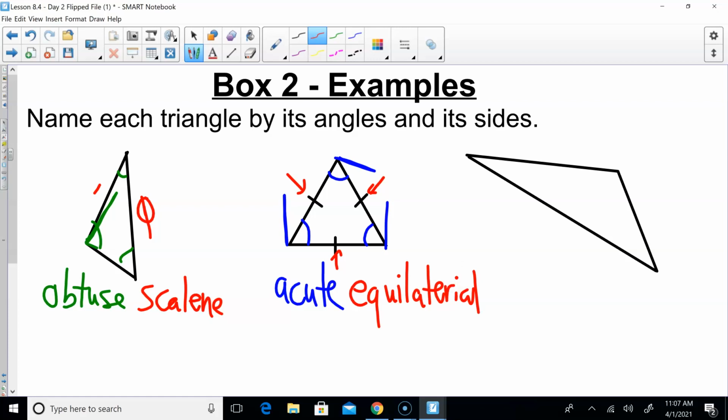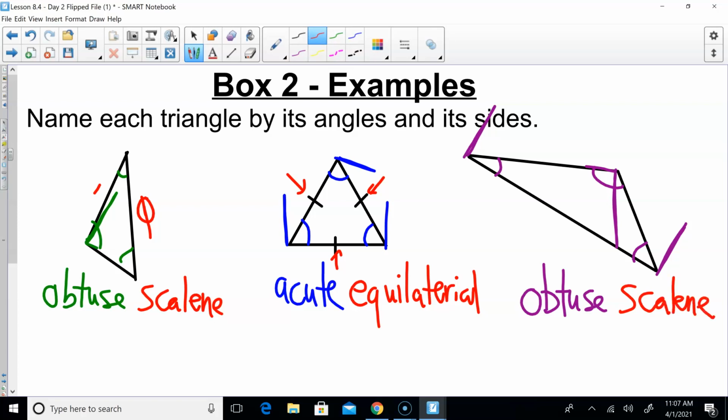And last but not least, we'll take a look at this one. This one looks acute if I think about my 90 degrees. This one looks acute with my 90 degrees. But this one, if I draw my line right here, looks more than 90, so this would be an obtuse. And I don't see any tick marks right here, so it looks like this would be an obtuse scalene.